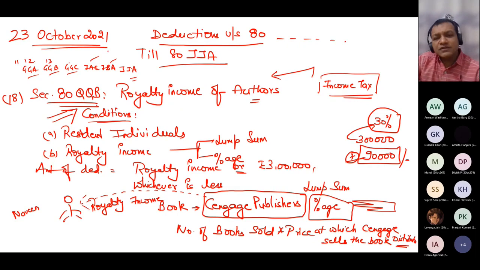Normally it is the price at which the book is sold to the distributor, into the number of books sold, you get some value multiplied by some percentage. So that income is given to the author. So the author is earning the income on the basis of percentage. In some cases, you can earn the royalty income on lump sum consideration, but that is a different point altogether. Whether you are getting lump sum or percentage, the maximum deduction you will get is 3 lakh rupees.